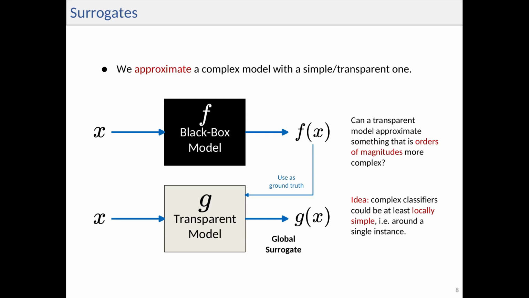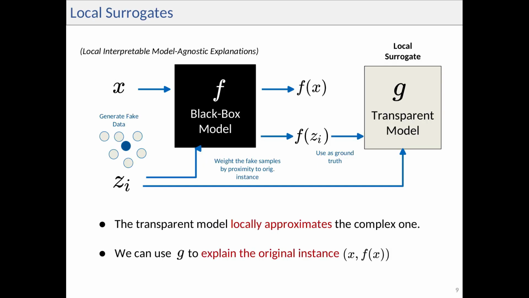So maybe f is not that complicated there. And this is exactly the idea behind local surrogates. And what we have here is the same thing as before. We have our f black box, x goes through, we get our output.